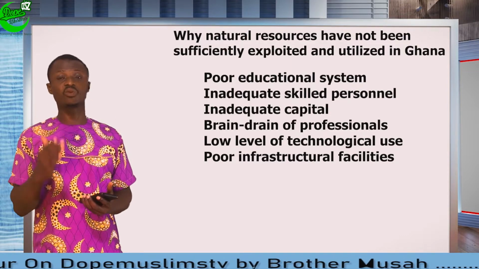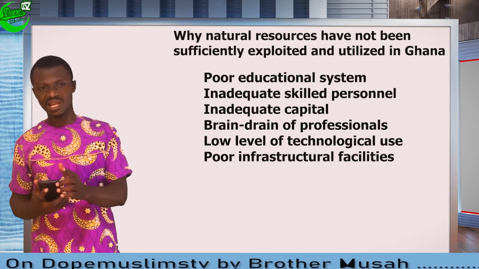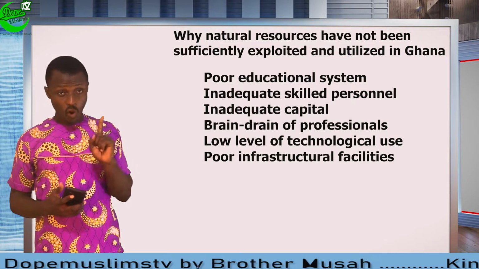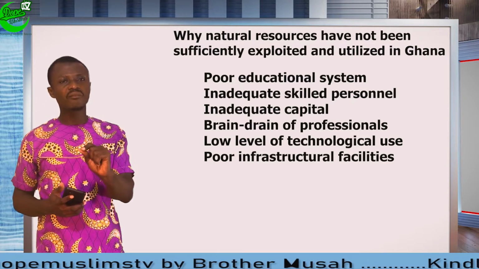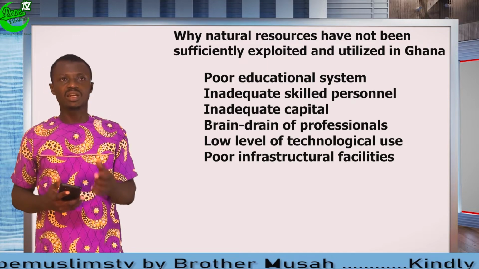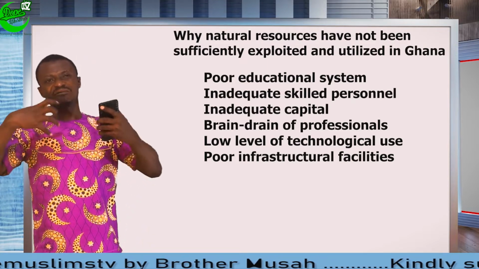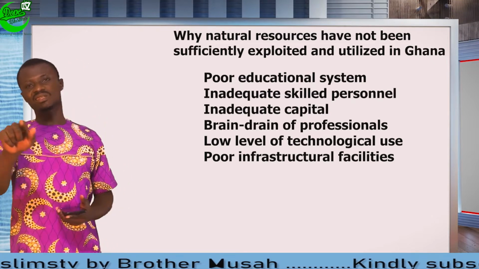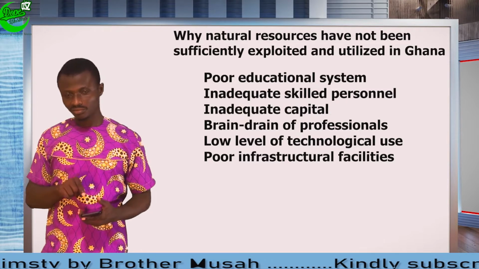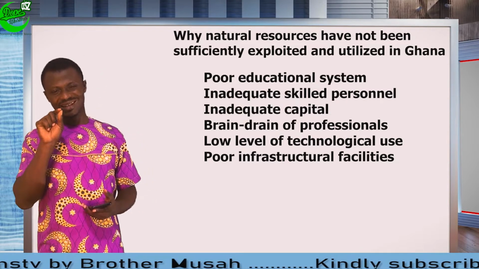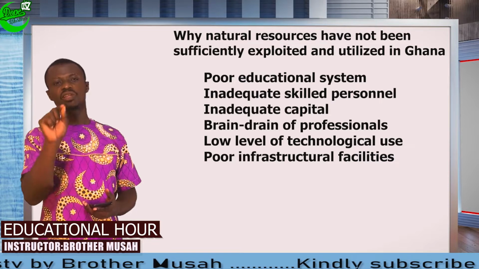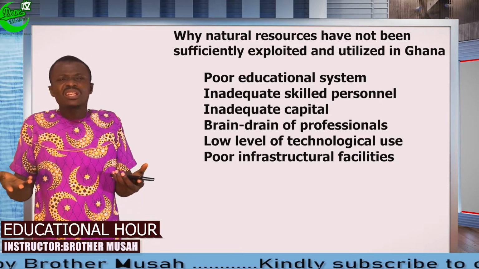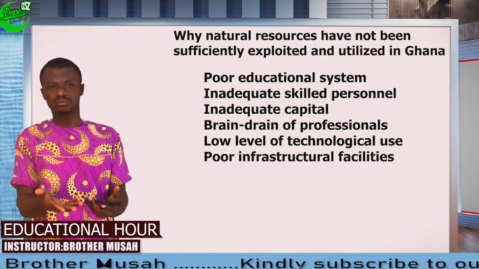Inadequate skilled personnel. That's the reason why, with the timber that we have, we still export raw cocoa, raw timber. Every resource or material that we have in the country that we could add value to, we still export in raw form. Let's take this example that we can relate to. When Ghana discovered oil, we had no Ghanaian who was skilled enough, the people who would be able to extract this oil.